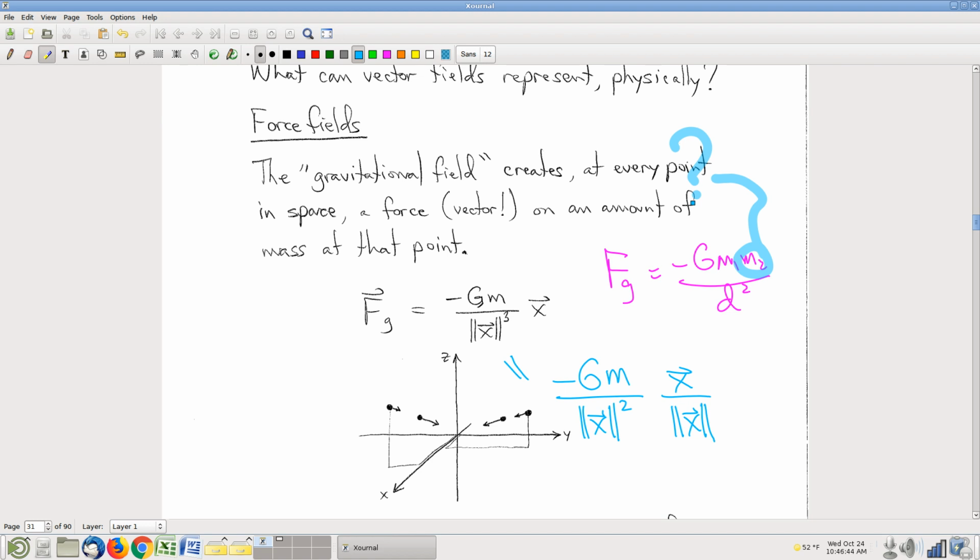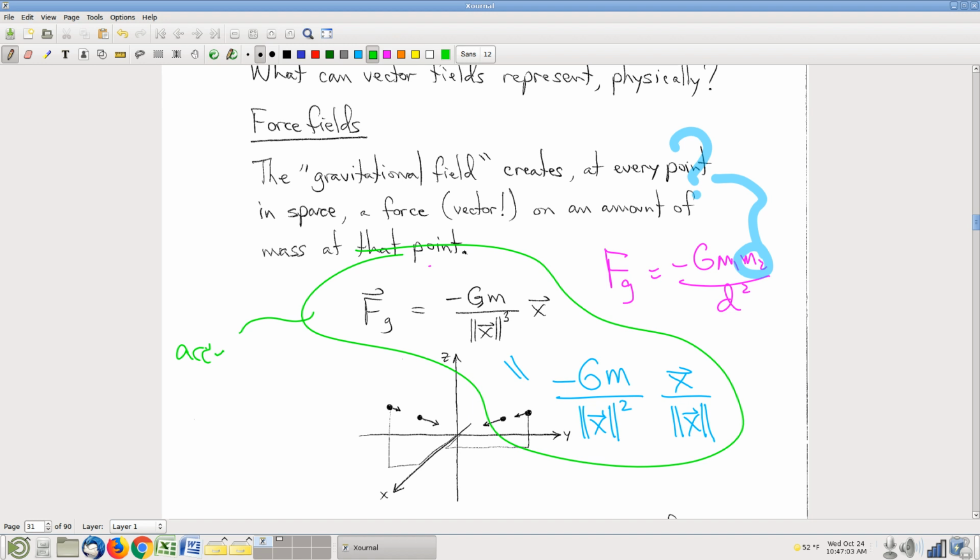So you might say, in other words, that this isn't really force. Let me do this with green. This is not really force. This is acceleration. This is the thing that when you multiply by the second mass will give you the gravitational force. It would sound weird, though, to call this a gravitational acceleration field. It's just easier to call it gravitational field. Okay, all right.